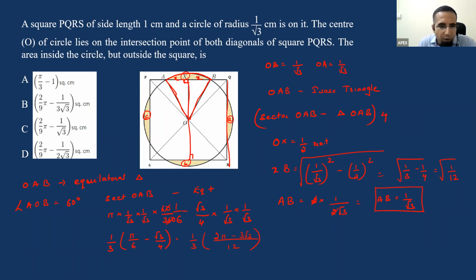Clear? Or if you want, we can further simplify this. So we can simplify and get our answer here, guys. So once we simplify and get our answer, our final answer becomes 2 pi minus 3 root 3, so 2 pi by 9. Clear? Minus 1 by root 3 becomes your answer. So you can simplify this and you'll get your answer from here.